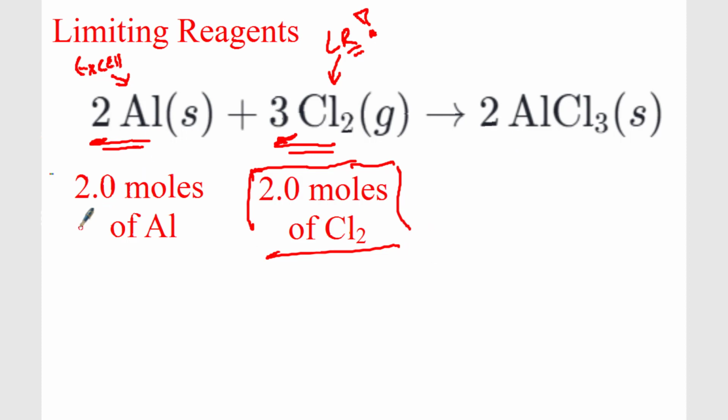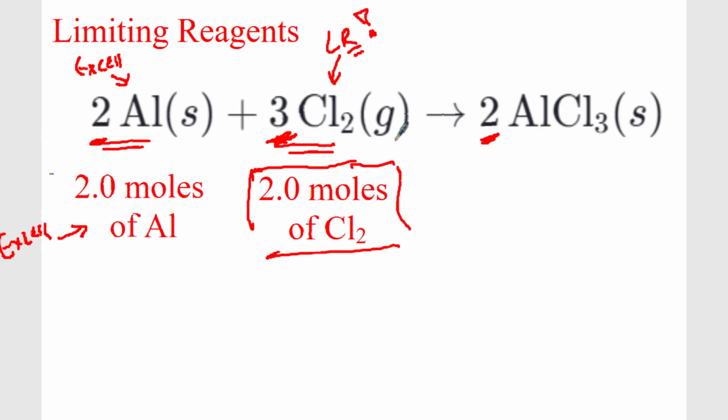Remember, this number right here, this 2 moles of aluminum is not real. This is an excess. This is not real. So the 2 moles of chlorine is governing everything else, which means now I can do kind of molar ratios. For every 3, we're going to make 2.